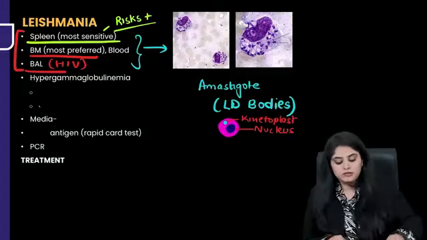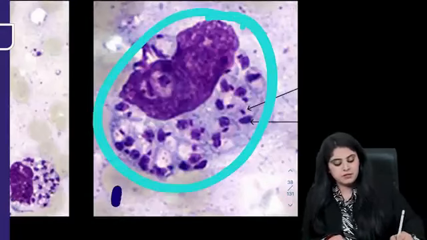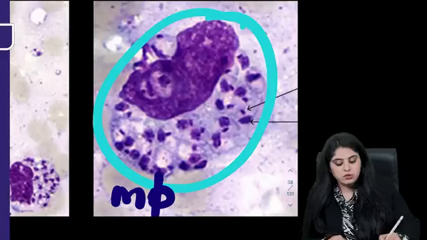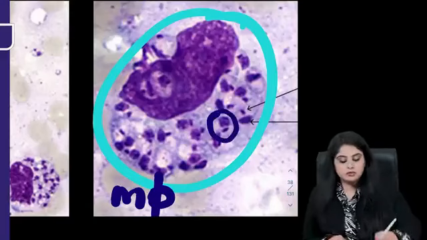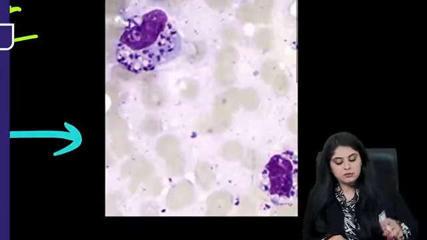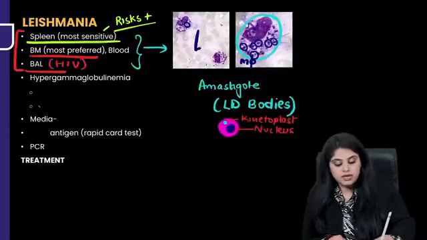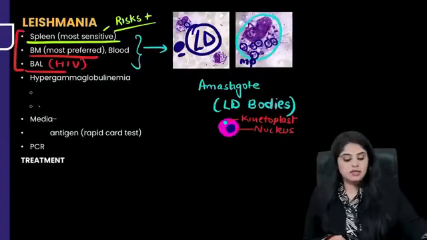So if I zoom in, firstly, I can see a huge cell over here, and that cell is nothing but a macrophage. And I notice that all the organisms have a big dot and a small dot, big dot and small dot, big dot and small dot. Yes, now it becomes so easy to pick up. If you look at the other picture also, everywhere there is a big dot and a small dot. So these are all the LD bodies: big dot and small dot, nucleus and kinetoplast.